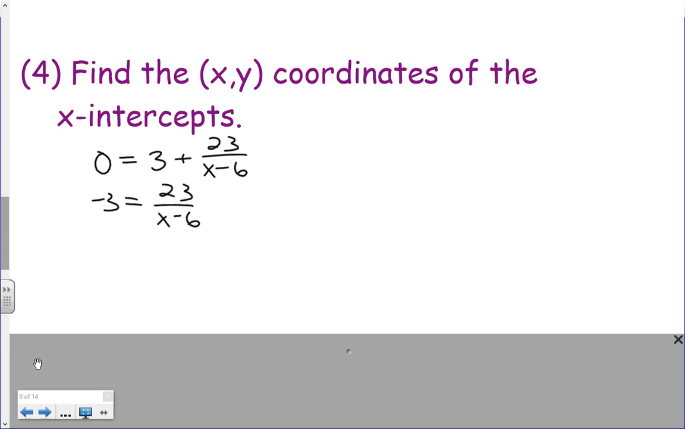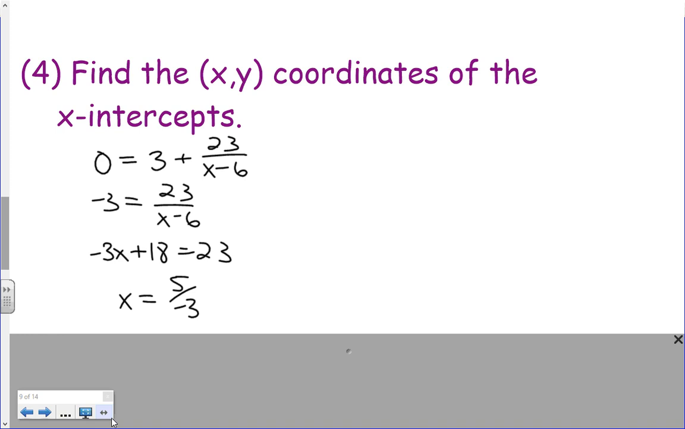And then multiply by that x minus 6, you'll have a negative 3x, and then plus 18 equals 23. And then we have to subtract the 18 and divide by 3 here. So x is equal to, subtracting 18 will leave me with 5, divided by a negative 3. You can do that in a couple of steps if you need to, but if you're okay with doing that in one step, that's fine to do as well.